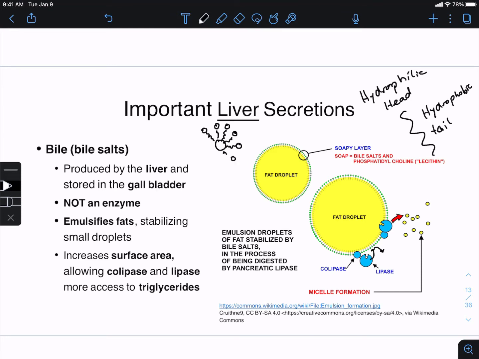Remember, the fat is going to be hydrophobic, and a single tiny droplet of fat is going to find other fat to hang out with. So if you take a whole bunch of little tiny droplets of fat, they're going to merge into one large droplet of fat to minimize the amount of surface area that is exposed to the water. And that's actually not great when it comes to digestion, because that means less surface area for lipase to access. So the bile salts act as a soap to stabilize these tiny little droplets.